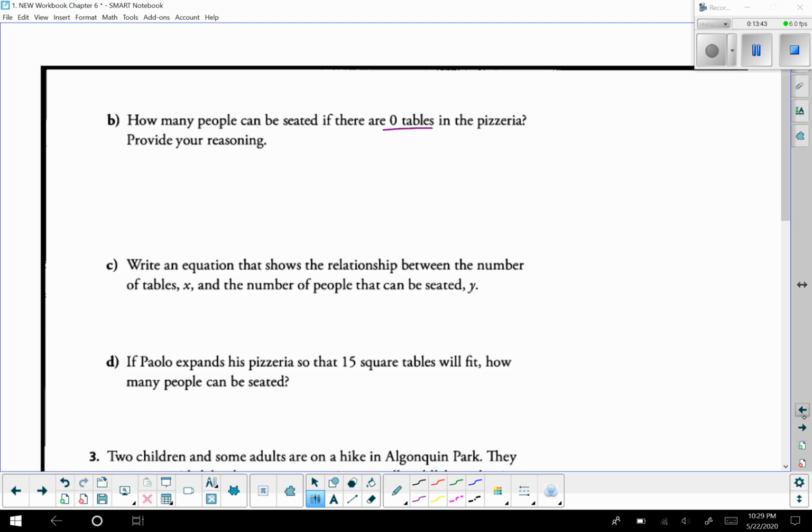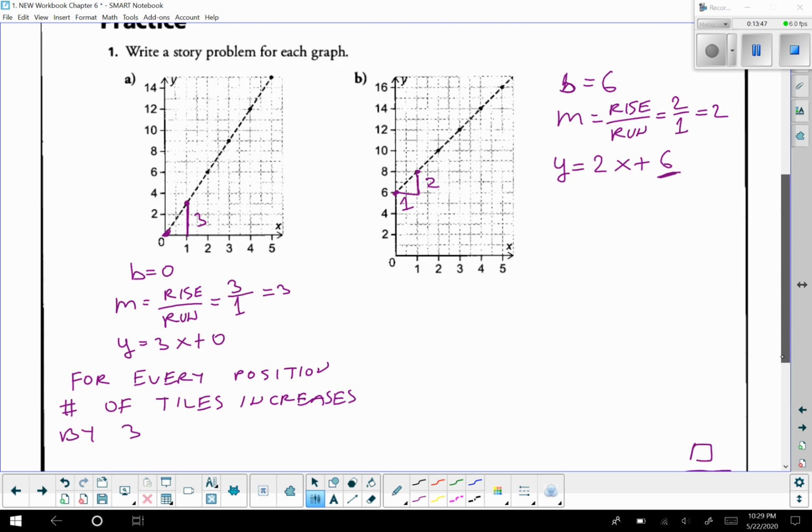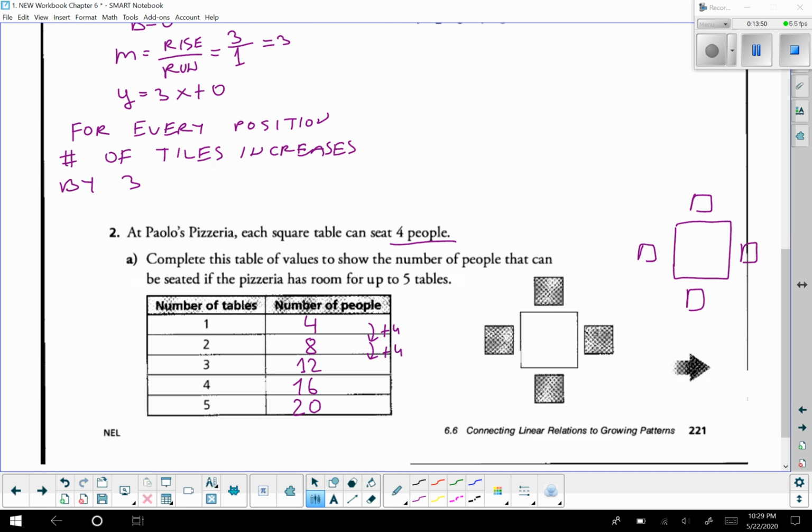Provide your reasoning. I'm going to go back. Maybe I'll write it here in B, but I'll go back to the table of values. Remember, 0 tables is up here. I'm working backwards. Instead of adding 4, I'm subtracting 4. 4 minus 4 is 0.